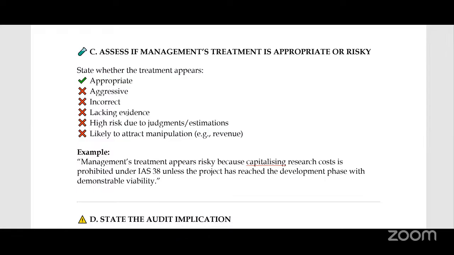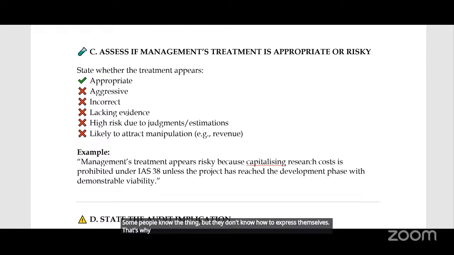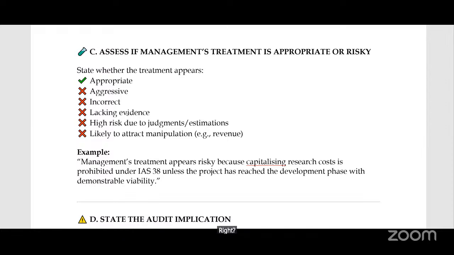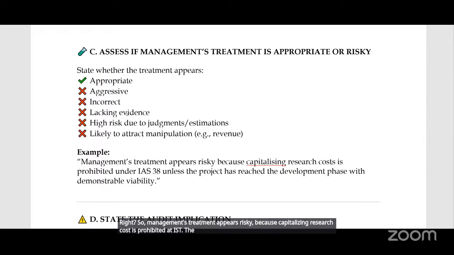Yeah, it's helping. So it's the vocab. When it comes to audit, some people know the thing, but they don't know how to express themselves. That's why I'm coming in to help with this, right? So management's treatment appears risky because capitalizing research costs is prohibited under IAS 38. The time is short. That's why I'm using what I've already written. Me, I like writing, but the time, so that we can cover everything. But I hope it's still helping.